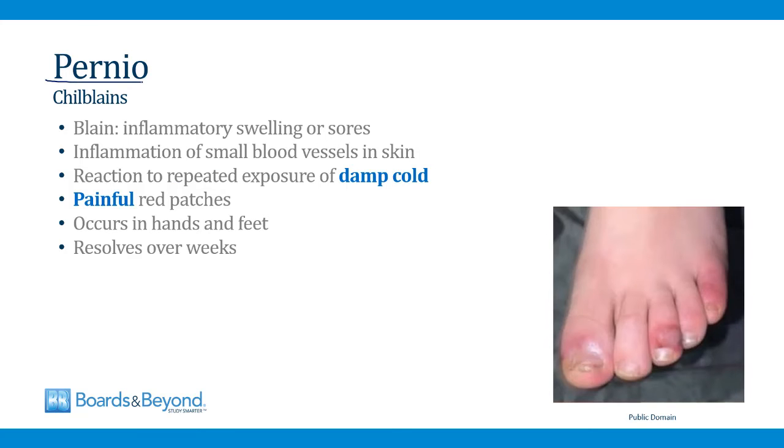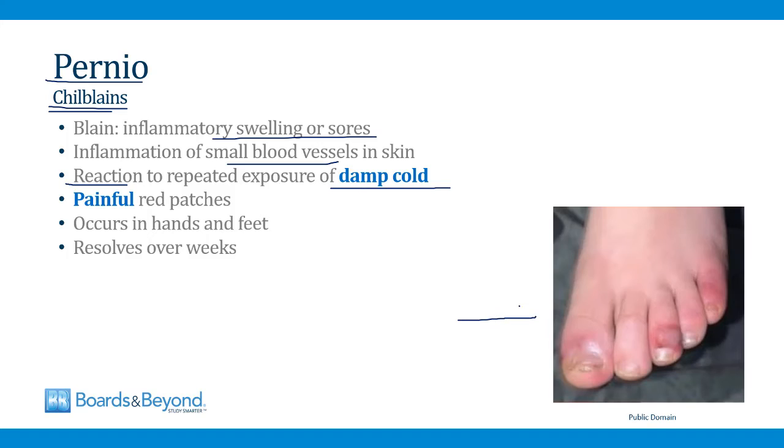Pernio is a skin condition that occurs when fingers and toes are exposed to the cold. It's also referred to as the presence of chilblains. A blain is an inflammatory swelling or sore, so a chilblain is a blain that occurs because of chill temperatures. Pernio is caused by inflammation of small blood vessels in the skin. These develop as a reaction to repeated exposure to environments that are damp and cold.